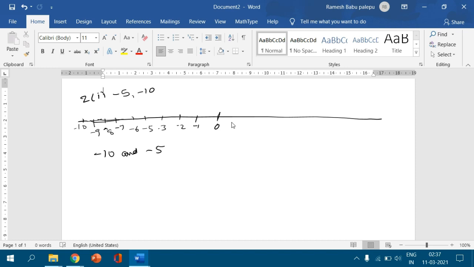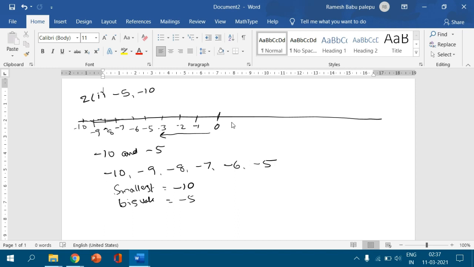Suppose we are also including -10, -9, -8, -7, -6, and -5. So friends, we also know that from 0, as we go to the left side, values are decreasing. So here the smallest value is -10, and the largest or greatest value is -5, right?